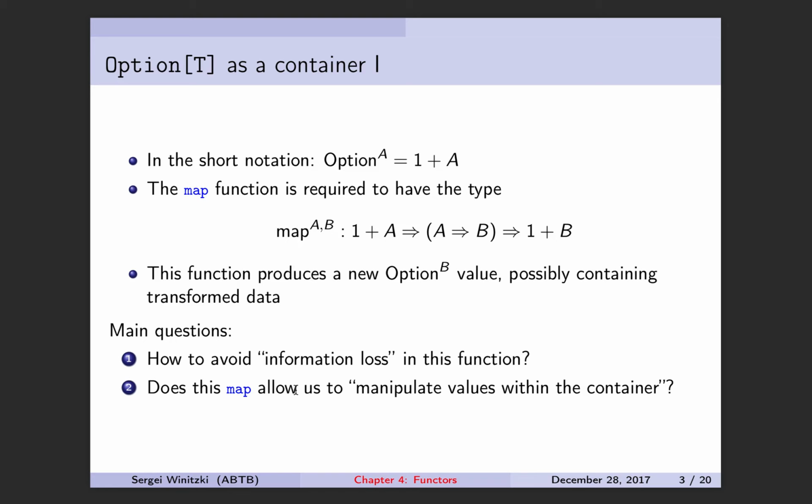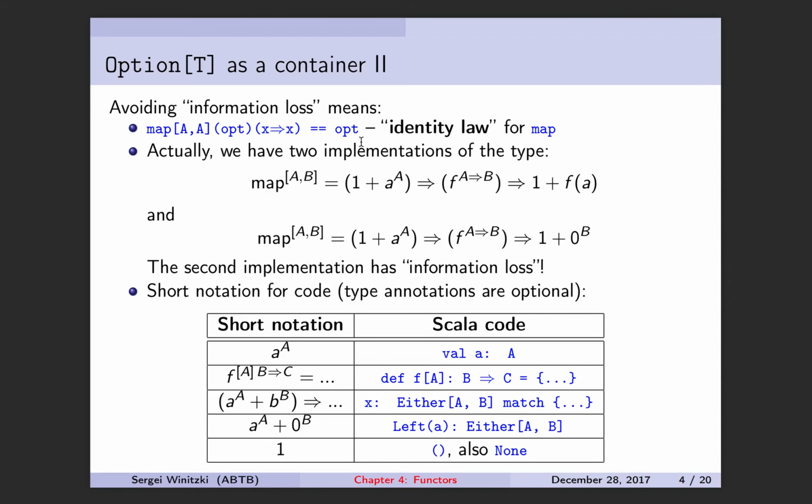And I motivate the laws of the functor by saying that we would like to avoid information loss and we would like to actually manipulate values rather than do nothing, say. Here is how these requirements are formalized. We want to say that information loss should be avoided when the map of identity is identity, and I give an example of when this is not the case.